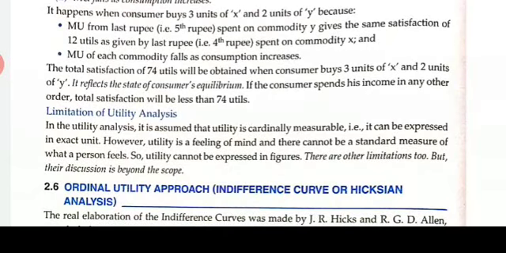This is our entire utility analysis, children, the cardinal utility approach, where the cardinal approach says that we can measure utility in utils, isn't it? In this utility analysis, it is assumed that utility is cardinally measurable in numerical terms. It can be expressed in exact units. However, utility is a feeling of the mind. It is a psychological concept, isn't it? And there cannot be any standard measure of what a person feels, so utility cannot be expressed in figures.